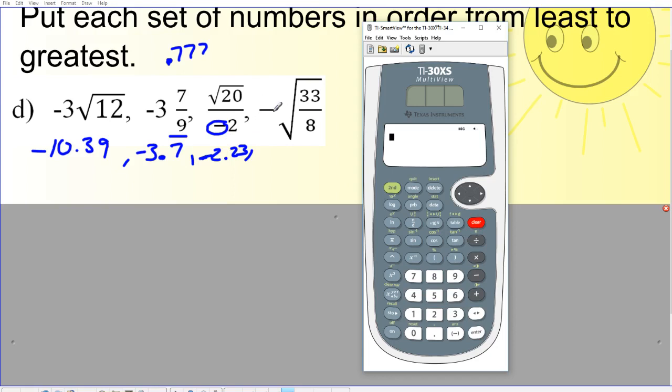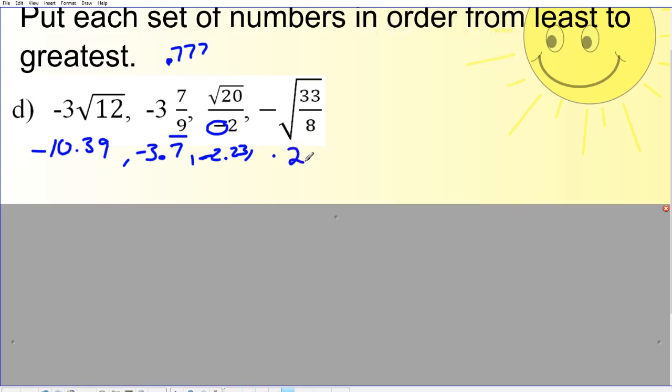Fourth one. Negative square root of 33 over 8. All right, so negative square root of... Now, this 33 over 8 is a fraction, so I could actually use the fraction button. 33, fraction, 8, and close parentheses if we want. I don't think it really matters. And it gives us -2.03. And again, that was my negative. All right, so we have them in decimals.